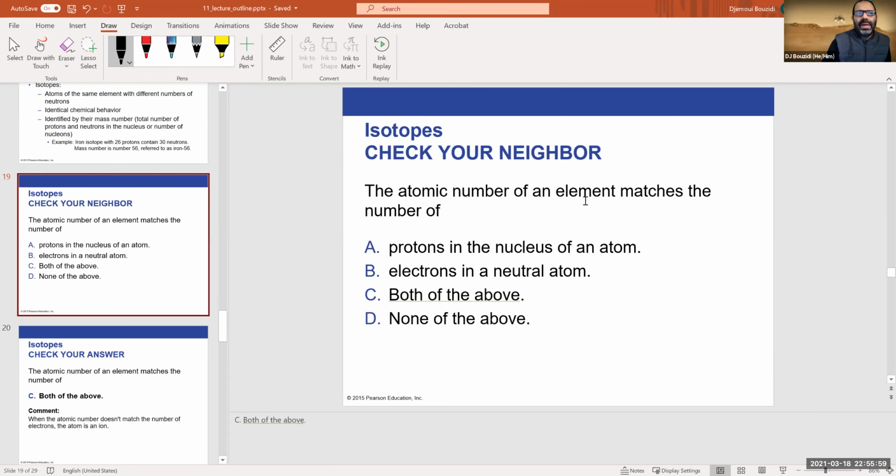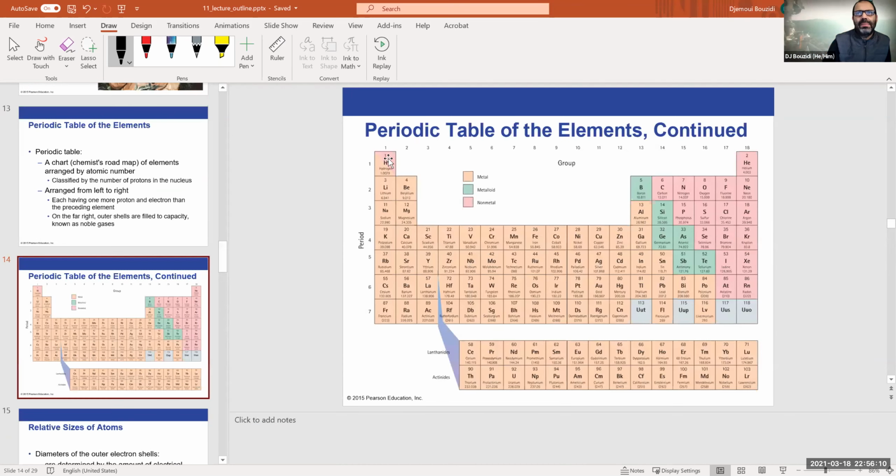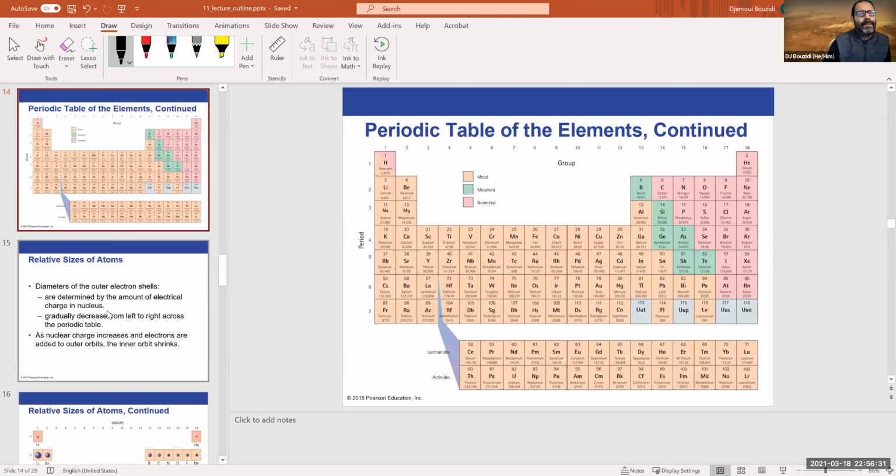The atomic number of an element matches the number of the protons in the nucleus, the electrons in the neutral atom, or both of the above. Of course, it's both. Again, this is the atomic number. Atomic number is 1, 2, 3, 4, 5, 6, 7, 8, 9, and 10. That is what the atomic number is. The atomic number for this element, what is this one? Hassium, it's 108, okay? Its atomic mass is 269 in this case, okay?